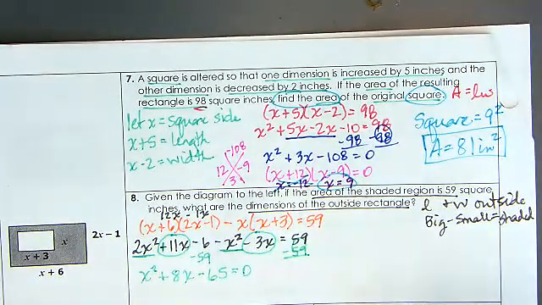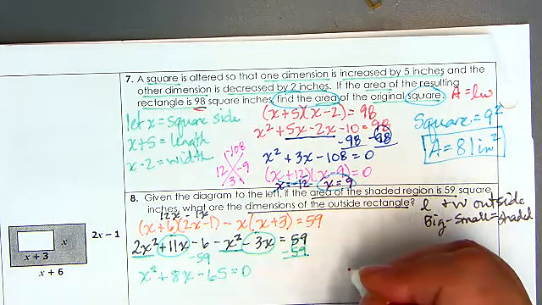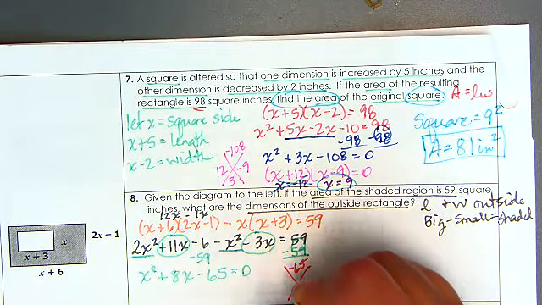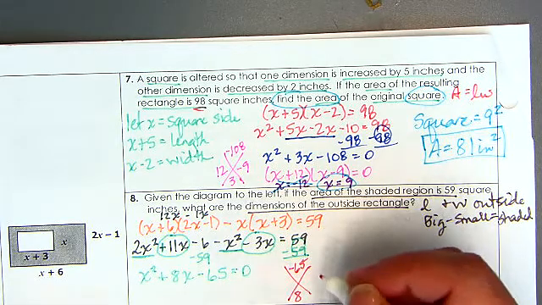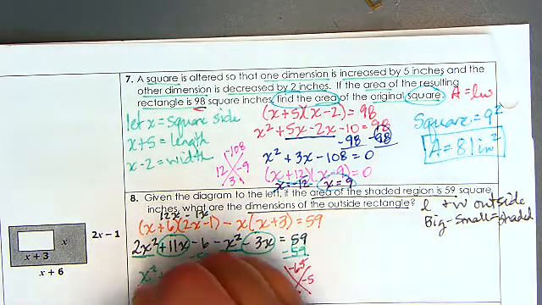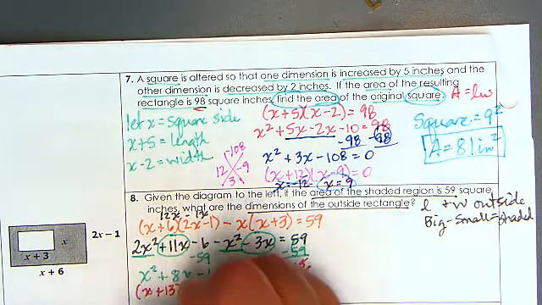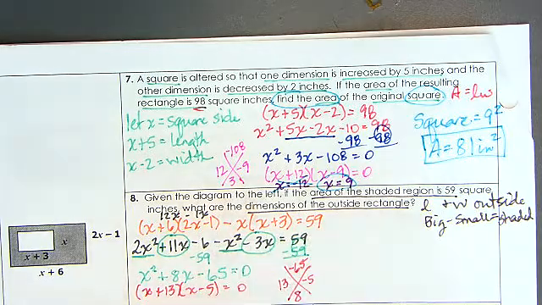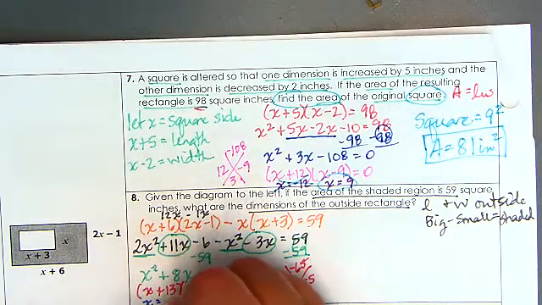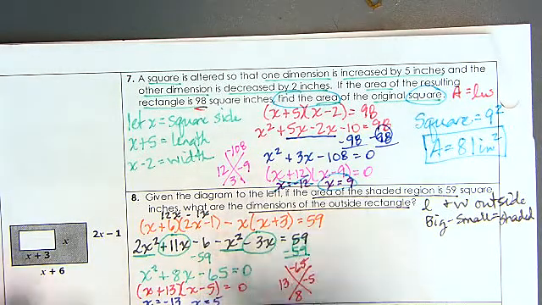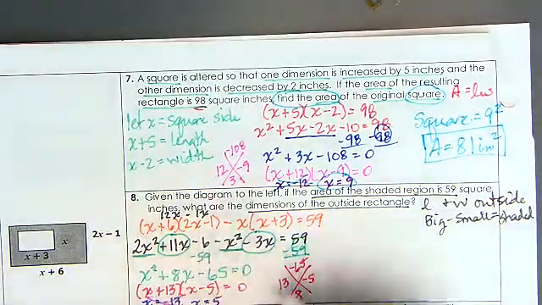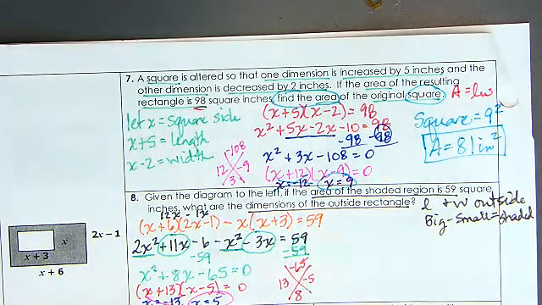And now we factor. I have negative 65 and 8, so that's going to give me 13 and negative 5. So I'm going to have (x plus 13) times (x minus 5) equals 0, which means x equals negative 13 and x equals 5. Again, we can't have a negative measurement, so this one is out. So x equals 5.